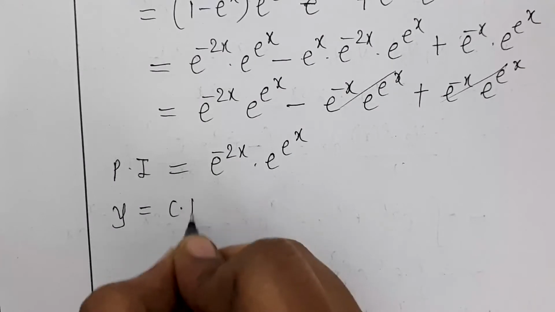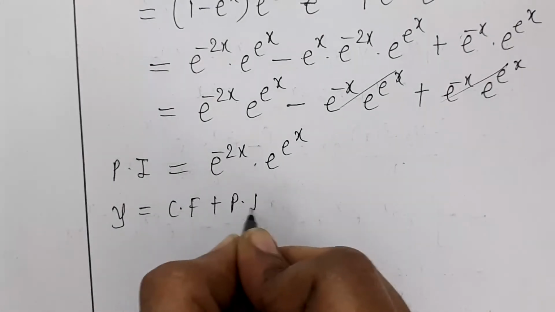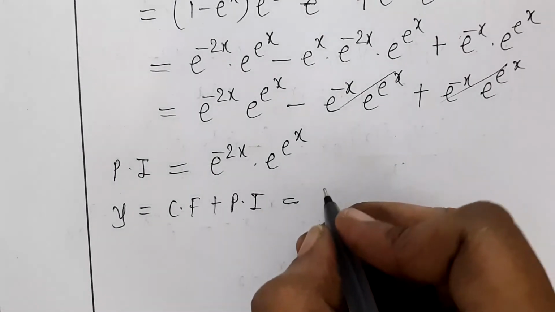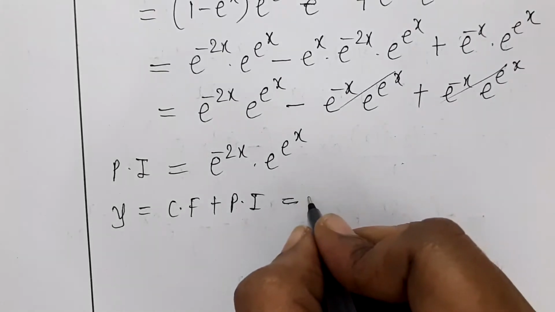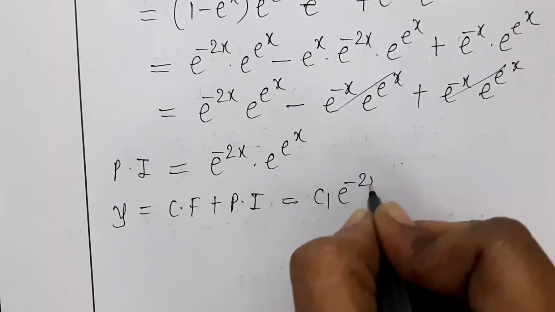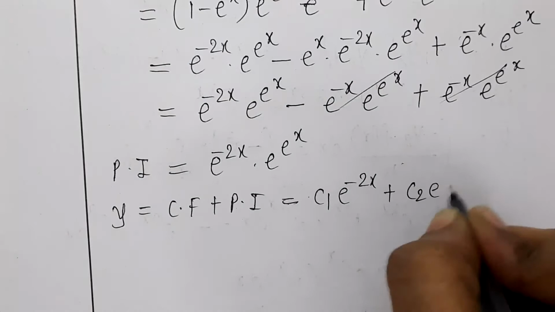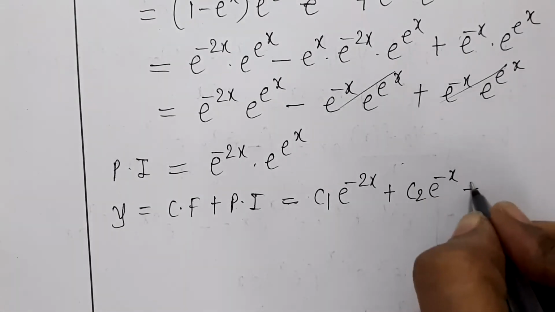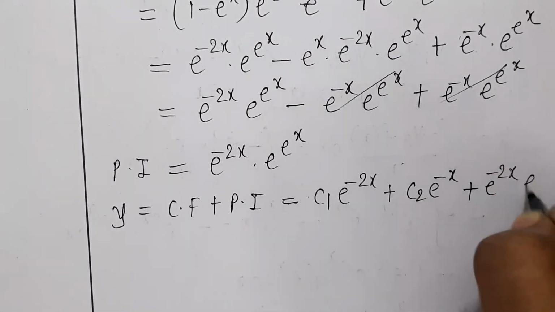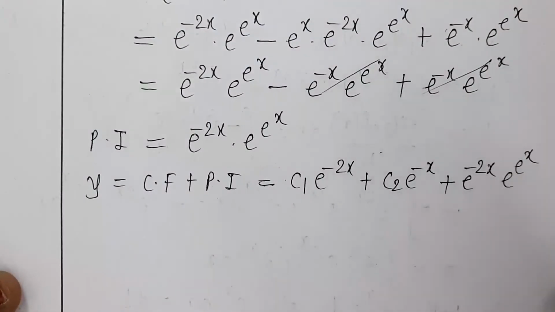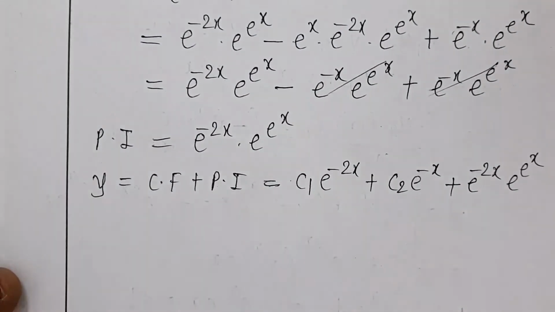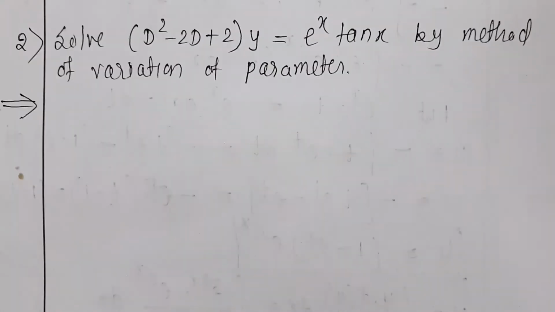Now what is the general solution? Y is equal to CF plus PI, which is equal to CF value C1 e to the power minus 2x plus C2 e to the power minus x plus e to the power minus 2x into e to the power x. So this is the final solution for the given example.